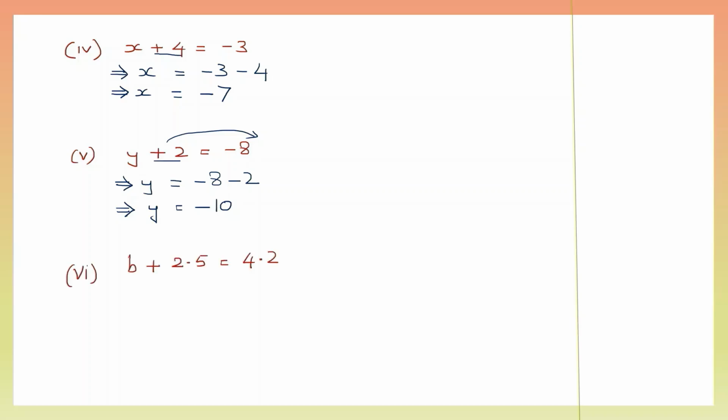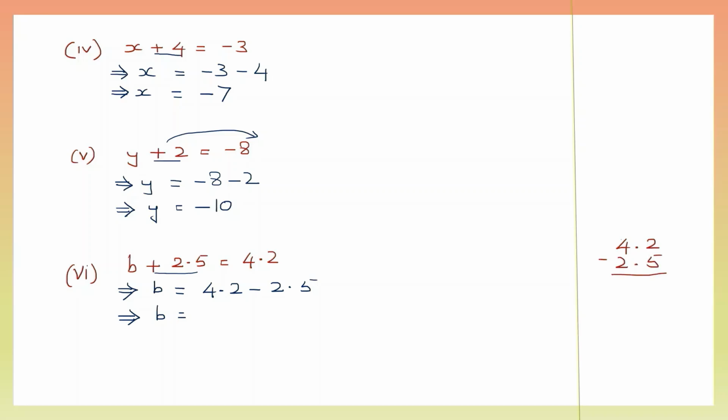Question 6. B plus 2.5 equals 4.2. So let's find the value of B. So on the right hand side, leave 4.2 as it is. Transpose plus 2.5 to the right hand side. It becomes minus 2.5. So let's find the value of B. B is equal to 4.2 minus 2.5. Let's do the subtraction. 4.2 minus 2.5.